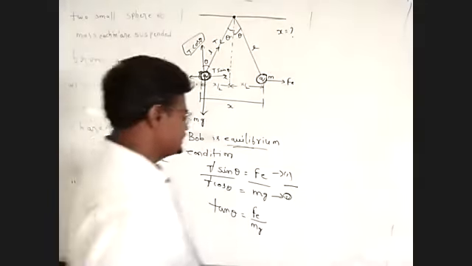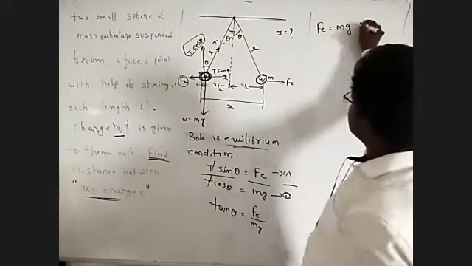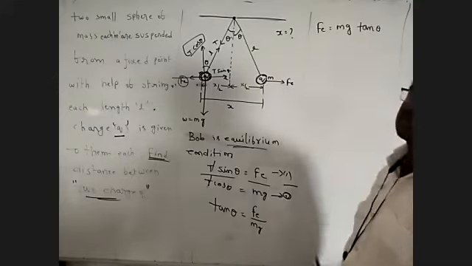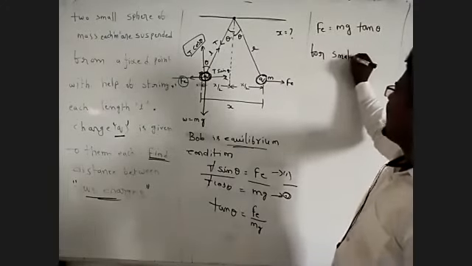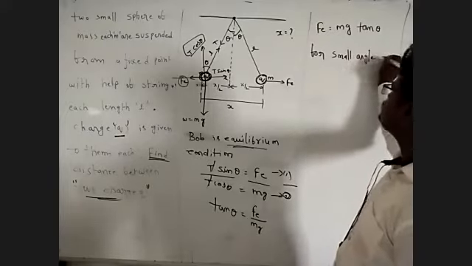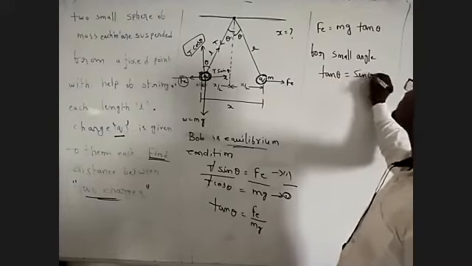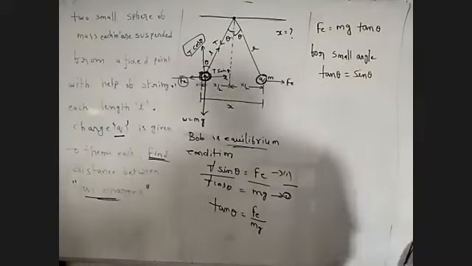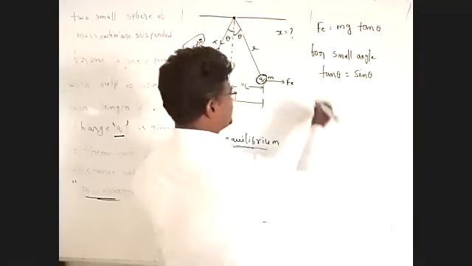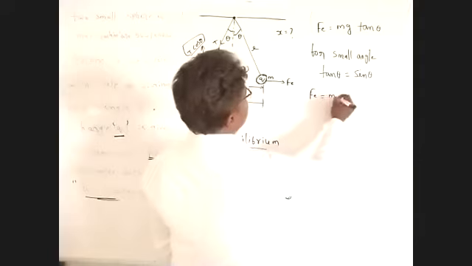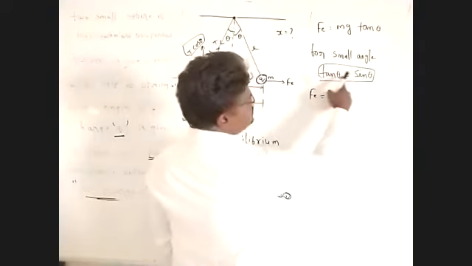But I'm going to write the next term. You see, Fc is equal to mg tan theta. For small angle, what will happen? Tan theta is equal to sin theta. You can write this equation: Fc is equal to mg tan theta, which is equal to mg sin theta, for small angle, tan theta is equal to sin theta.